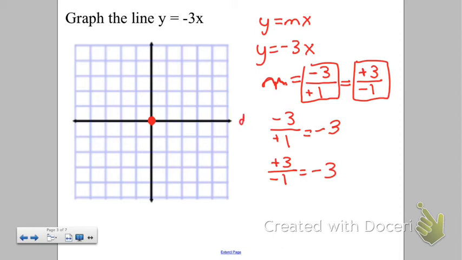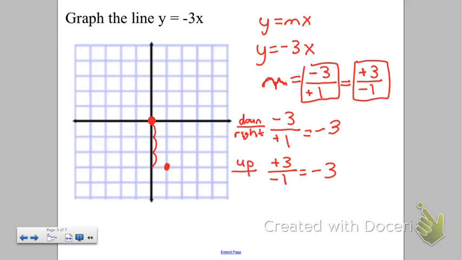Negative 3 means I'm going to go down 3 and right 1. So I could go down 3 spaces, 1, 2, 3, and to the right 1 space, and plot a point. I can do it again, 1, 2. I run out of room, so I'm not going to go that way. Now I could go the opposite way.